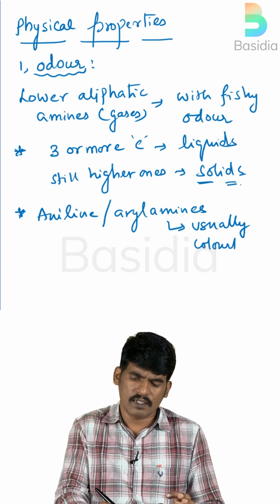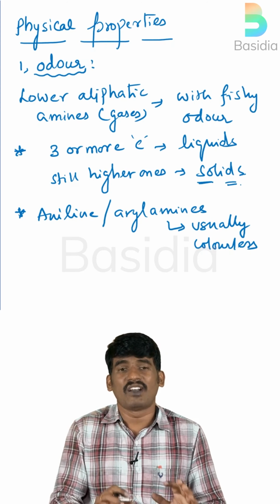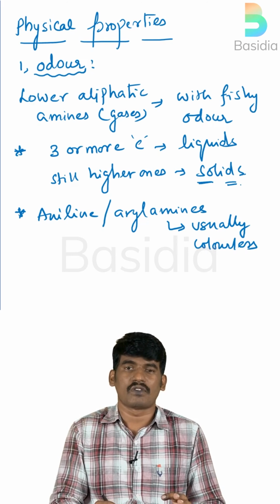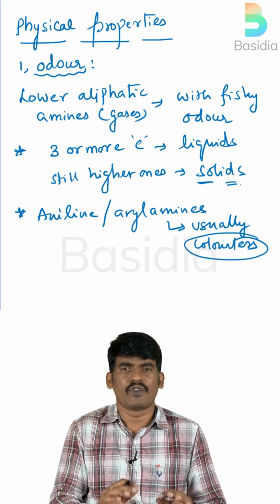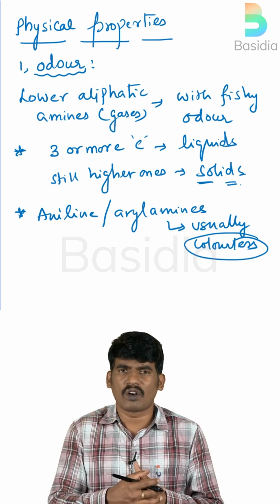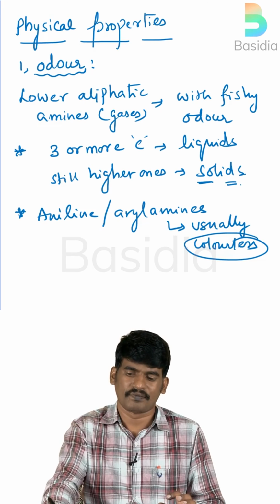Usually colorless, but they can develop color due to atmospheric oxidation. They are generally colorless, but if you store them, because of atmospheric oxidation, they can develop color. And now the most important physical property we are going to talk about is solubility.